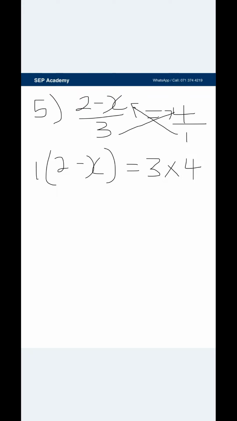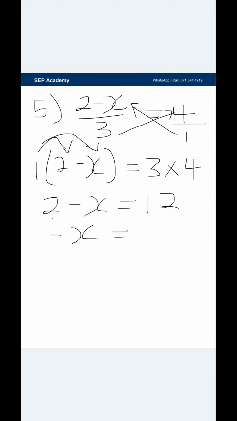Then this is where you now do this by that by that, just so that you remove the brackets. Definitely you will have 2 minus 1x there. That times that, it will definitely be 12. Then now you can take this 2 to the other side. You remain with negative x, which will be equal to, obviously 12, that 2 changes the sign, it becomes minus 2.